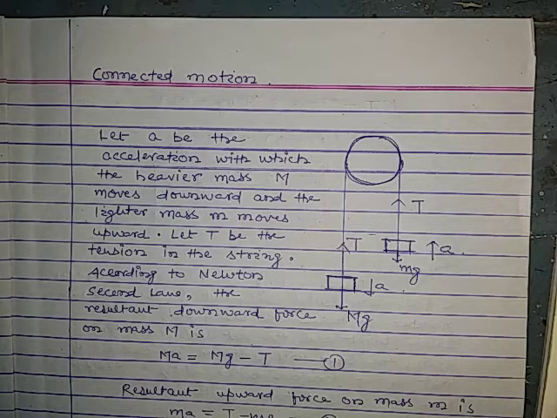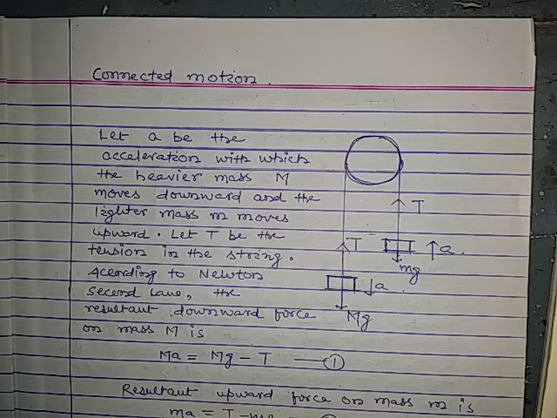In the present class, we discuss connected motion, or the mass pulley system. Now, let a be the acceleration with which the heavier mass M moves downward and the lighter mass m moves upward. Let T be the tension in the string.